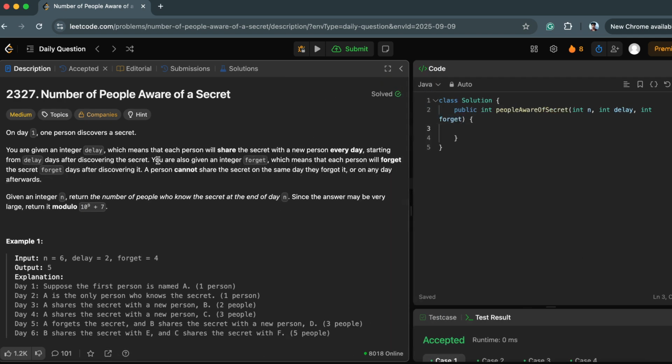So let's solve this LeetCode question 2327. Number of People Aware of a Secret.